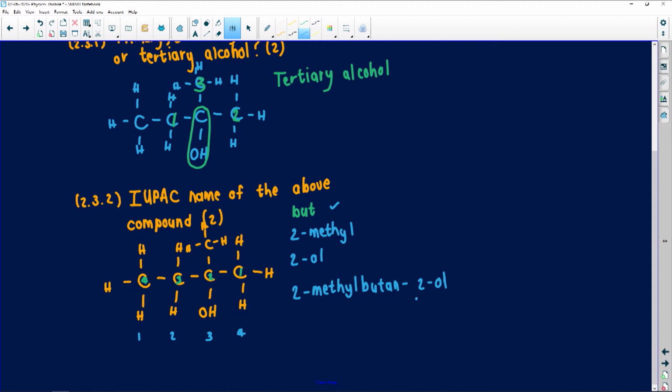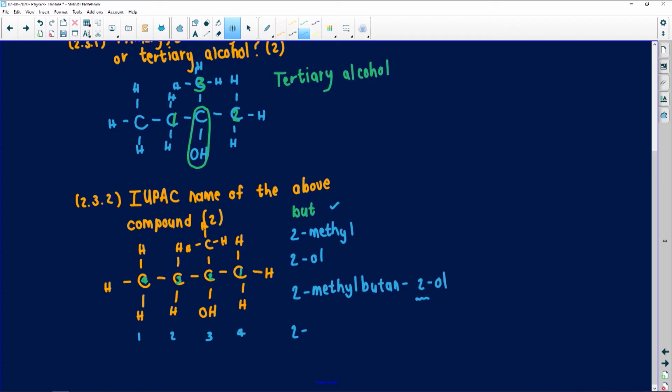But then let me see, there's also another way you could have actually written it, where you can move this 2 to come between these two. Okay, let's see how we're going to do that one. So here we can have 2, so it's not wrong, but obviously you can't say 2-ol, 2-methyl, no. But what you can do, you can show that between the methyl and the butane, there's something there. So we can say 2-methyl-2-butanol. And let's see whether we're correct with this one, right?